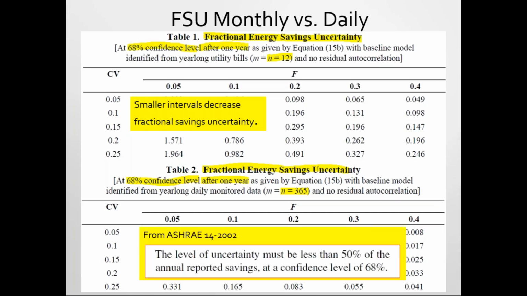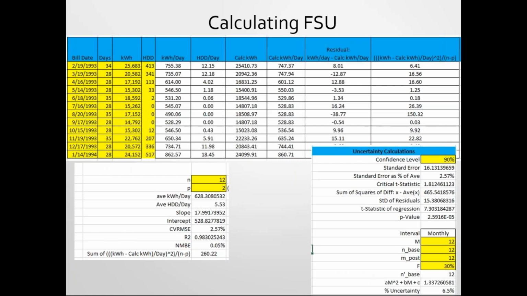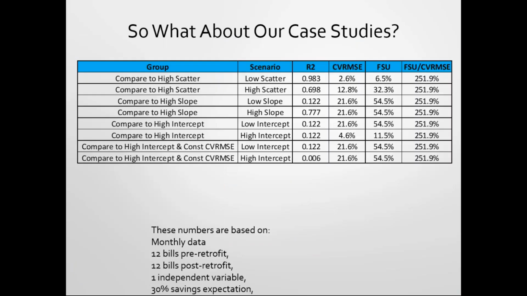Okay, so at a confidence level of 68%, the level of uncertainty should be less than 50%. So I went and calculated all this stuff, and here is the result of what I calculated. This is actually kind of interesting. These are all the different cases that I showed you graphs for, and these are my assumptions down here. Monthly data, 12 bills before, 12 after, one independent variable, 30% savings expectation. So that F was 30%. I thought that might be good for a typical performance contract.